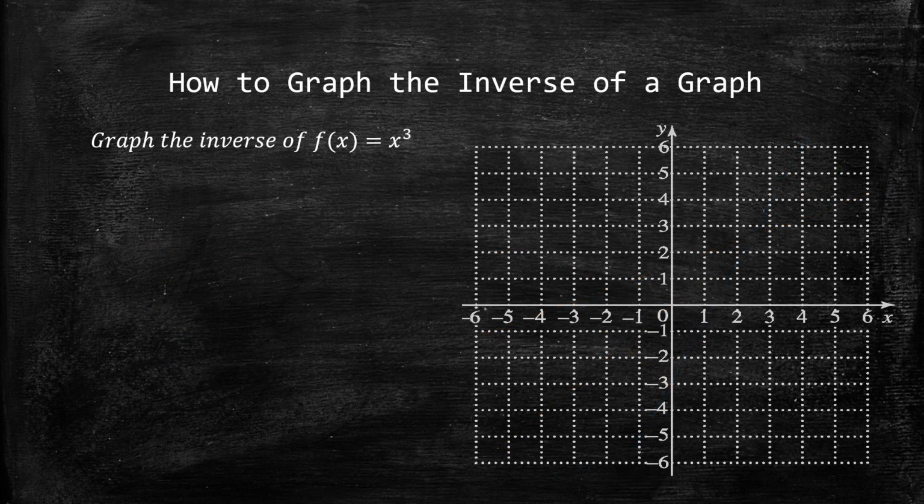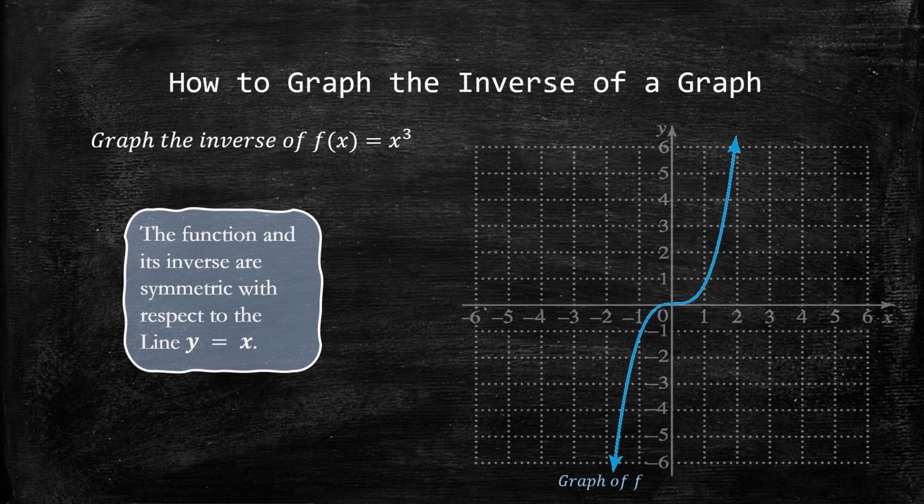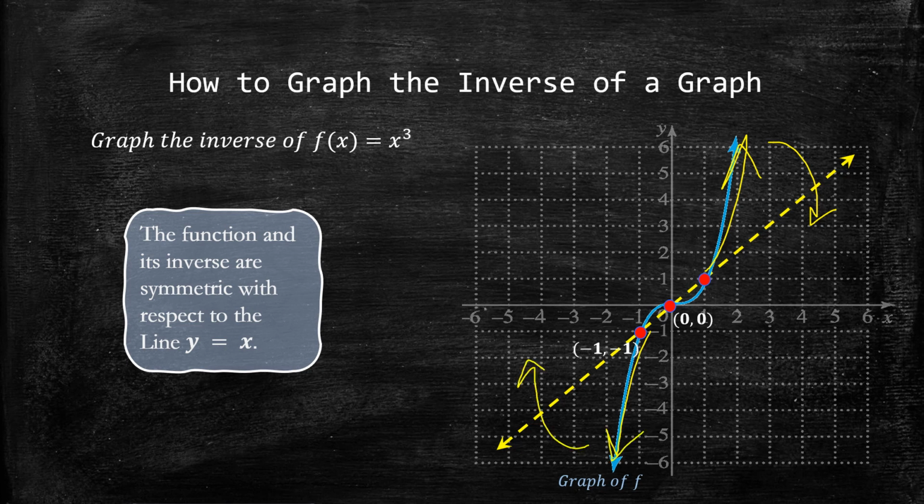Now let's graph the inverse of the cubic function. Again, the function and the inverse are symmetric with respect to y equals x, which is a straight line that goes through the origin. We took 3 points, and now I still need to graph. Notice this portion here is going to be symmetric with respect to y equals x, so just flip it. And this portion here is also going to be symmetric with respect to y equals x. Therefore, this is the inverse.